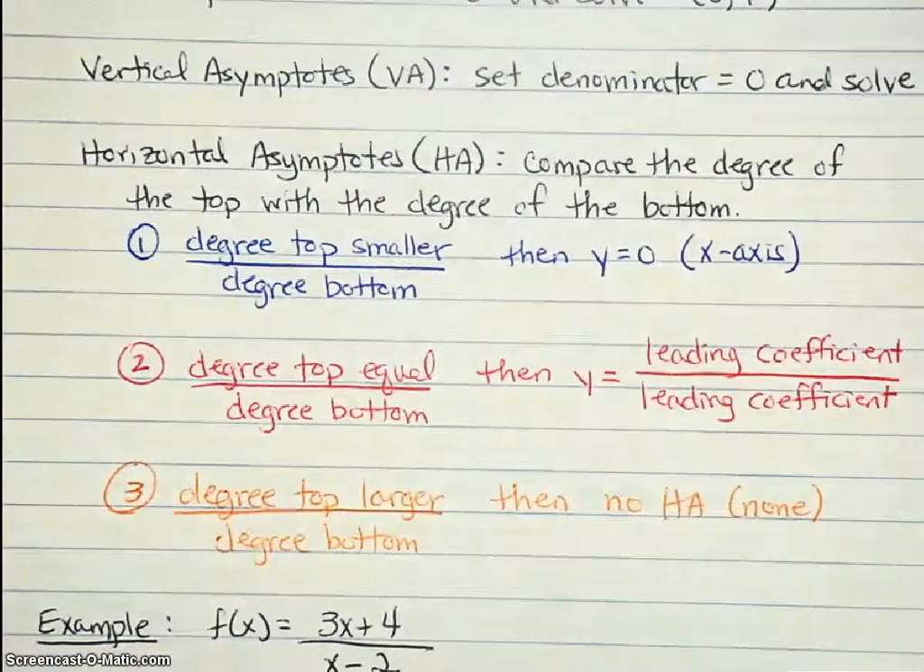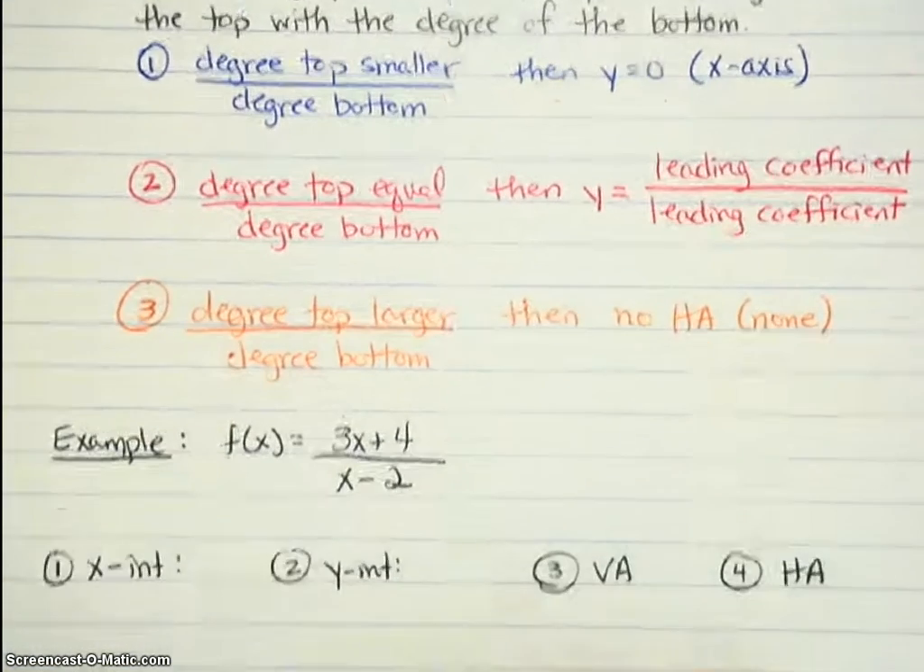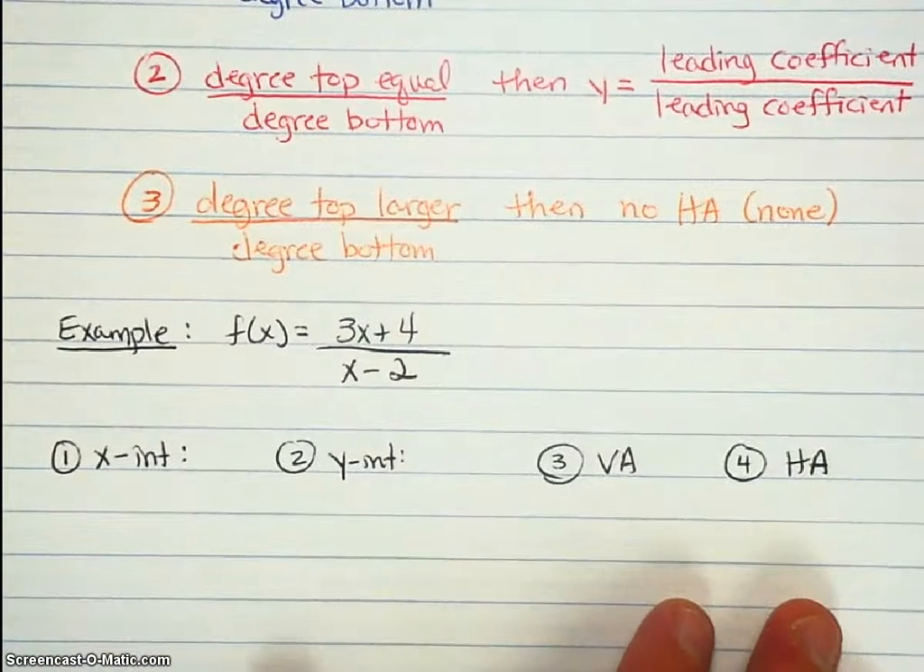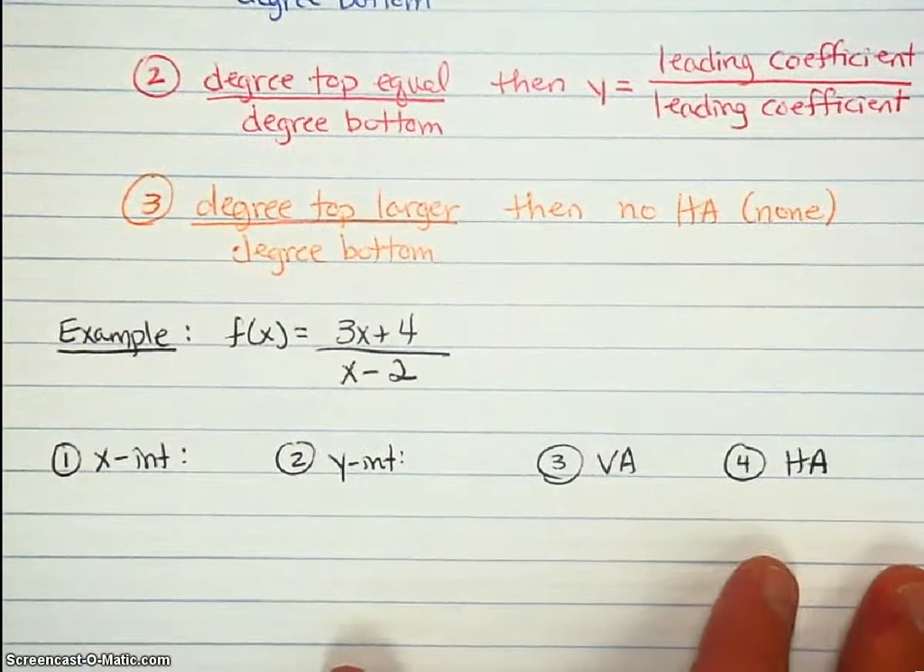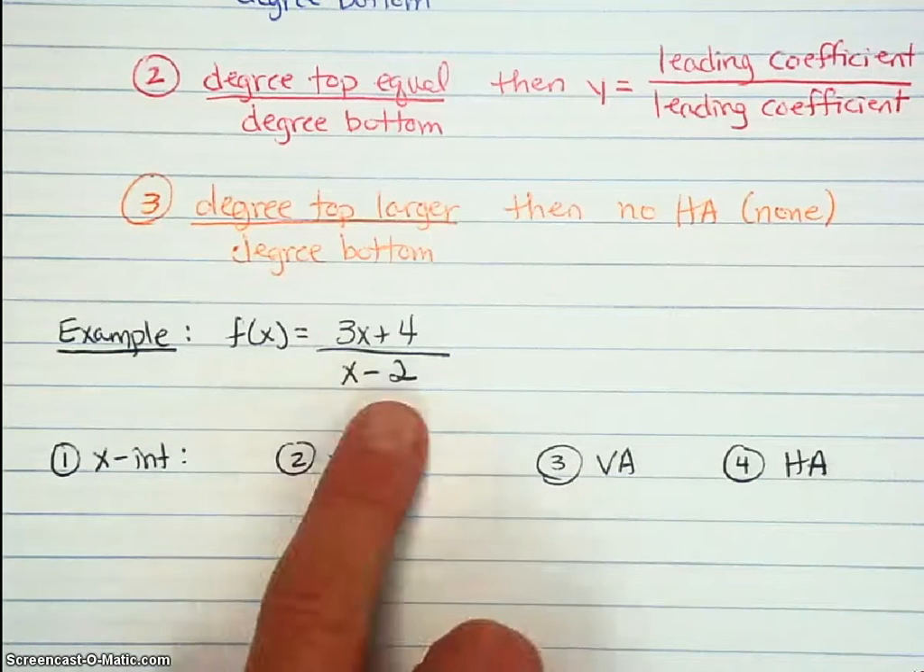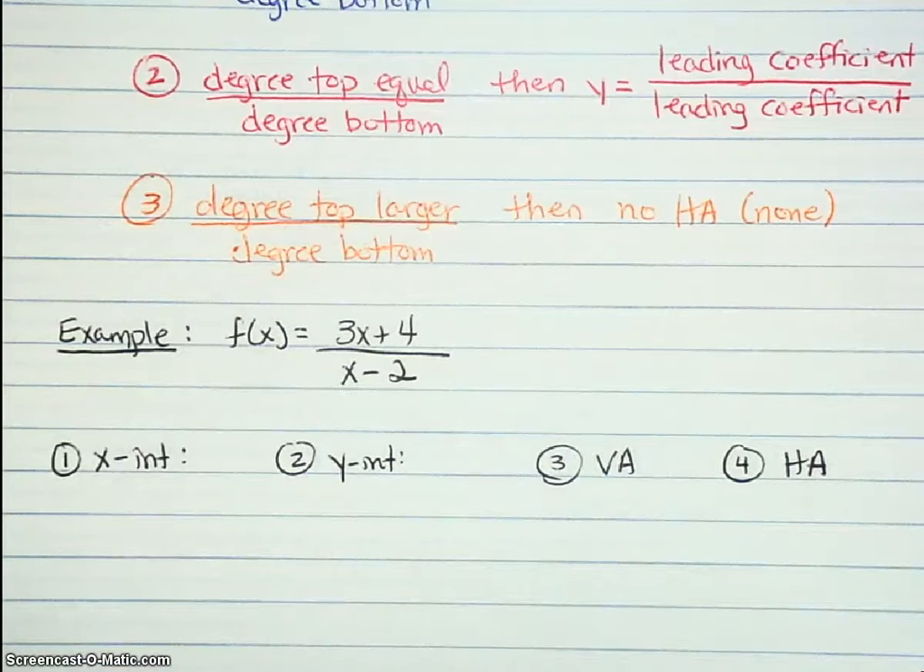All right? So let me give you an example of how to find each one of these things. And then tomorrow in class we will go over how to find these and how to take this information and draw the graph. Okay, so I have an example here. We've got f of x equals 3x plus 4 over x minus 2. That is a rational function because it's a fraction.